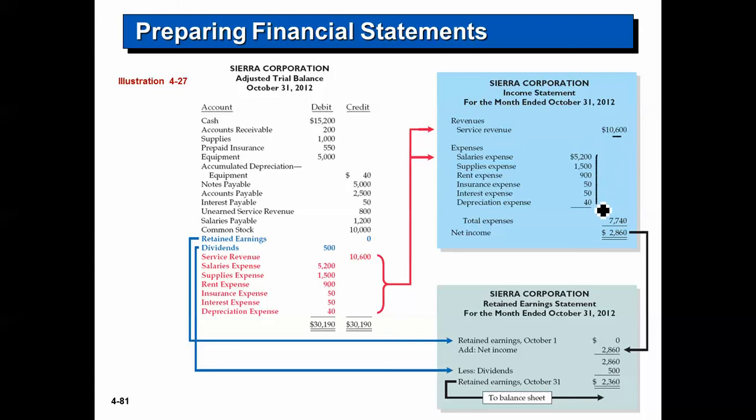We total all the expenses. We bring that to the outside. And we have our net income, double underline. Now we do the retained earnings statement. Beginning retained earnings 0. Add the net income, 2,860. Deduct the dividends, and we have retained earnings, 2,360. So there's our income statement and statement of retained earnings.